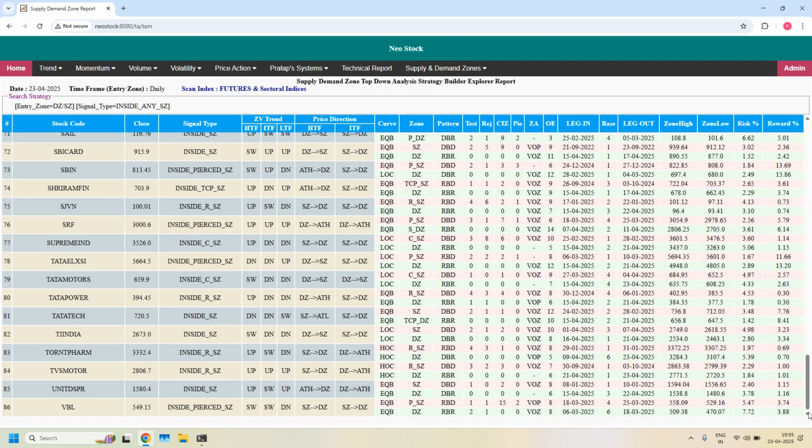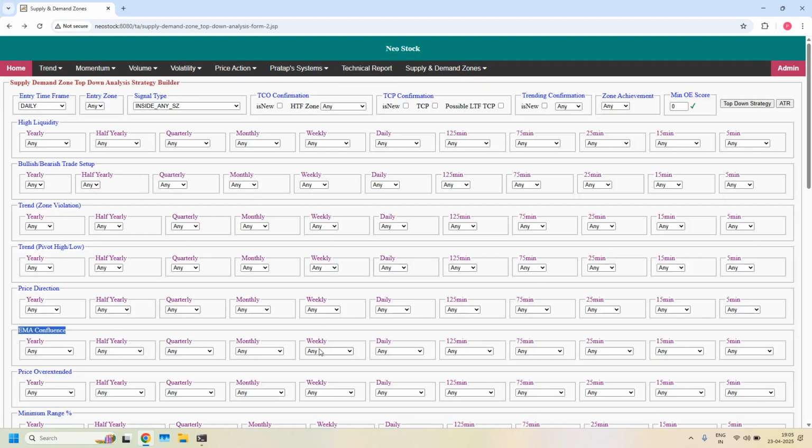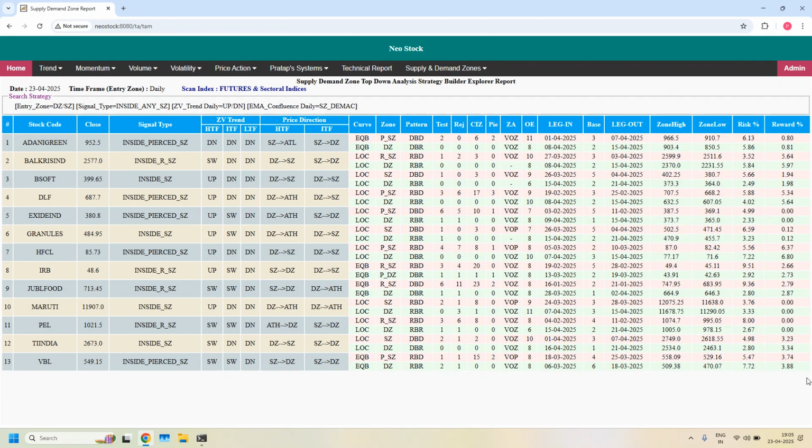We can filter based on daily supply zones having daily EMA confluence. So with these filters, now the list has come down to 13 stocks from 83. These 13 daily supply zones are having daily EMA confluence. So this is about the daily time frame.